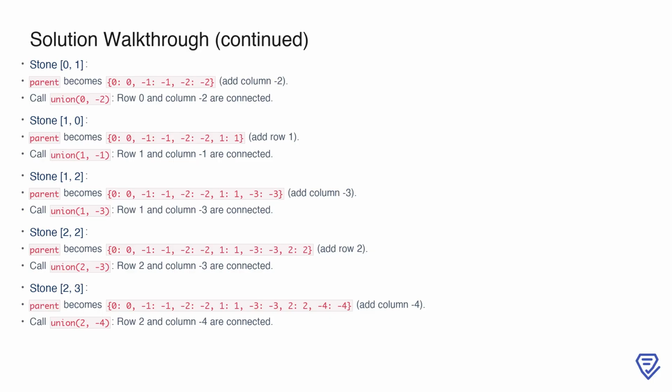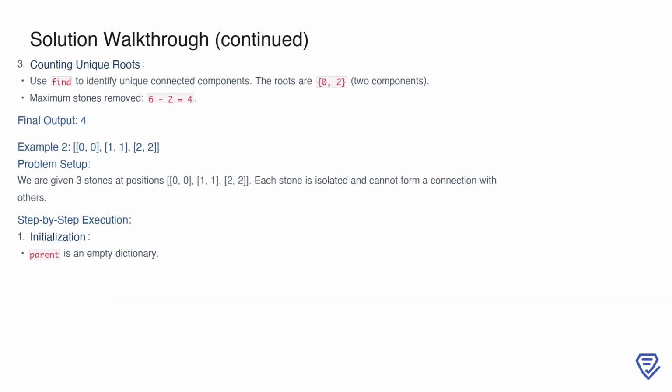At the end of this step, all rows and columns corresponding to stones are part of connected components, as defined by the parent dictionary. To determine the number of stones that can be removed, we count the number of unique connected components. Using the find function, we identify the roots of each component. Here, we find 2 unique roots, 0 and 2, representing 2 connected components.